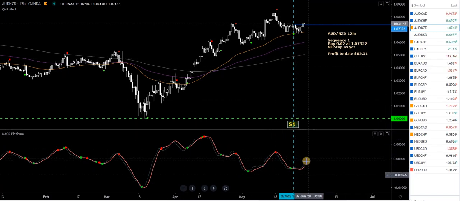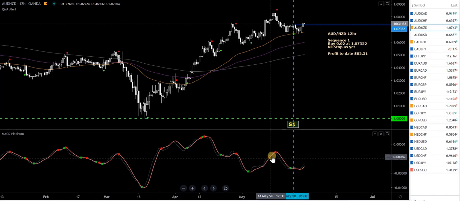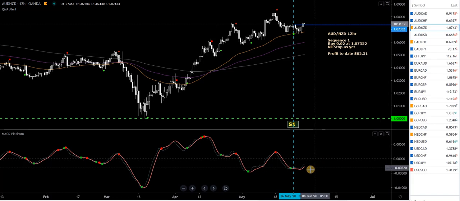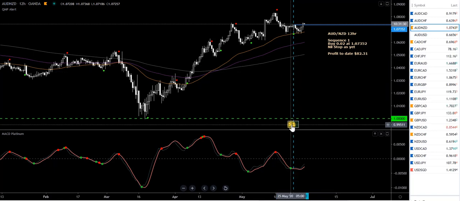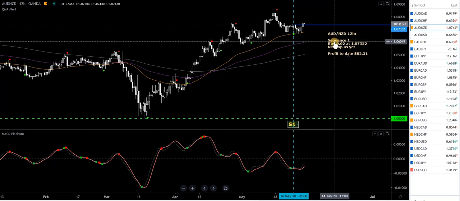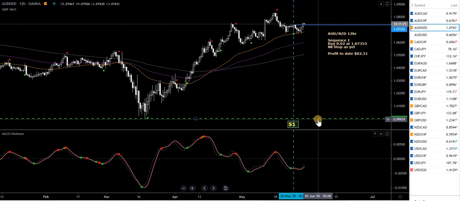The MACD Platinum, which is this bottom indicator, is below the zero level. All that is a zero lag MACD, and that's the zero level, this dotted line. As long as price stays below that, it's all good. The buy, hopefully it will push up a bit higher. S1 just stands for sequence one. That's the sequence of trades. I mean, it's only the one sequence.